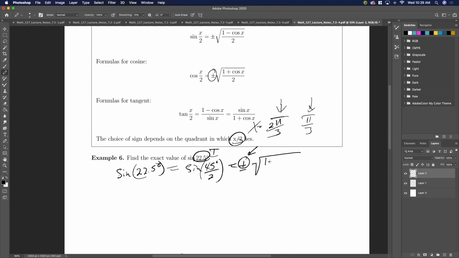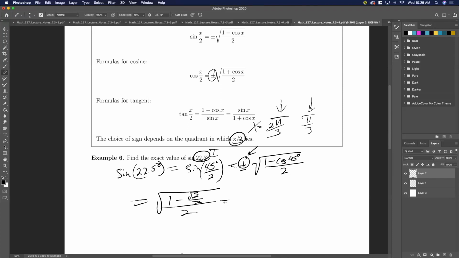And we get the square root of 1 minus the cosine of 45 degrees, all over 2. Here I'm choosing my x to be 45, so that 45 divided by 2 is 22.5, and I can precisely find this. Do I know what the cosine of 45 degrees is? Well, yes, I do. It is square root 2 over 2, all divided by 2.